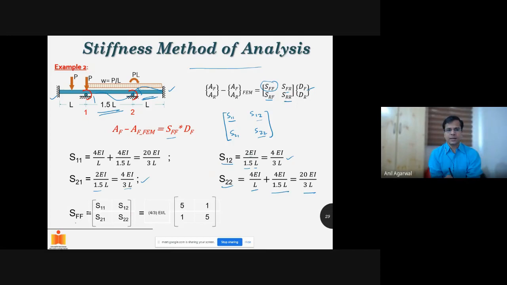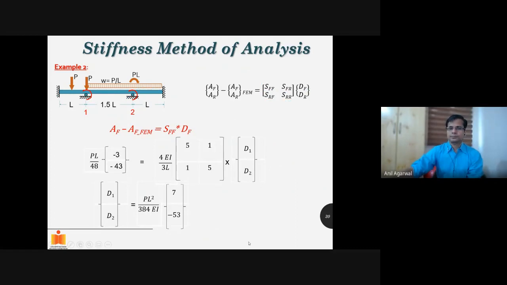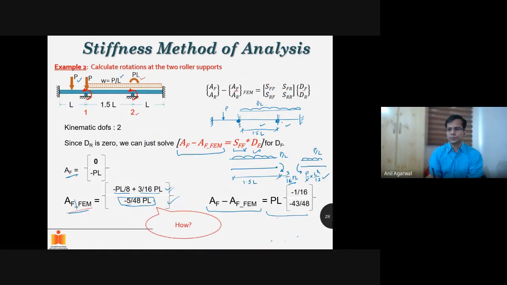Okay, so this is my SFF matrix, which has terms S11, S12, S21, S22. I've just assembled these 4 terms here. They are all assembled here. This is my SFF matrix. You can see it, right? Any questions so far? Okay, so now writing the equation back again, AF minus AF FEM is equal to SFF DF. I've got AF minus AF FEM, which I had solved here. So that part.